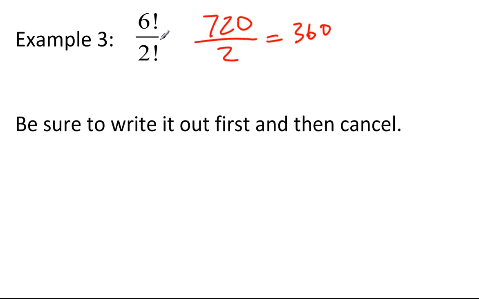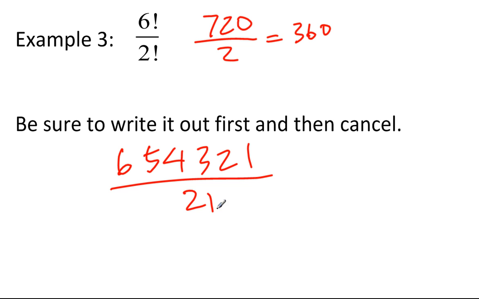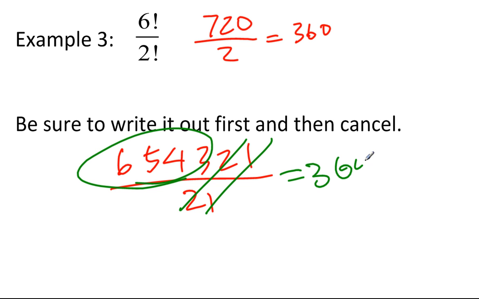But most of us are not going to want to multiply all the numbers out. So what we're going to do is we're going to take the 6 factorial, we're going to write 6, 5, 4, 3, 2, 1 over 2 factorial is 2, 1. Any of our numbers that we can cancel out, we do. And then we multiply what is left. In this case, that also gives us 360.